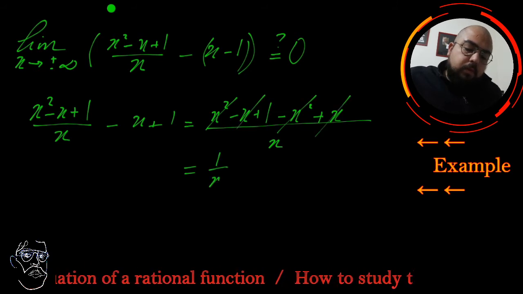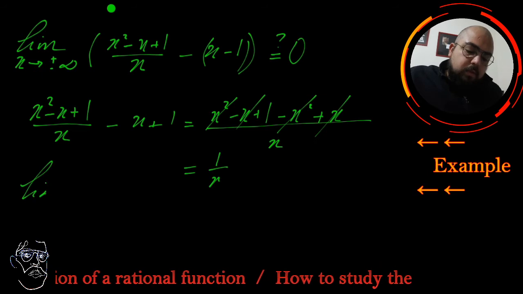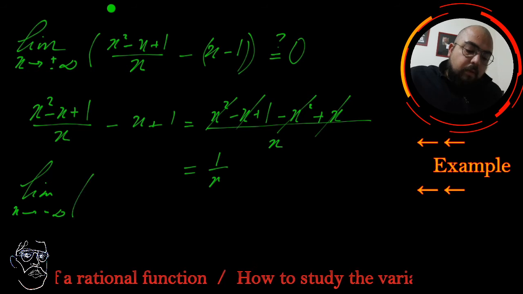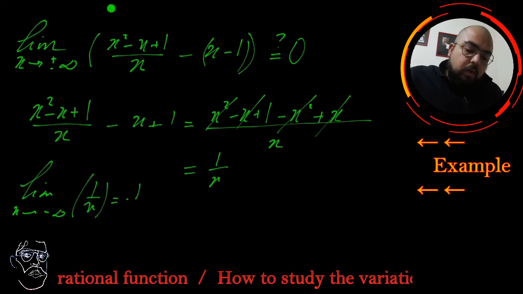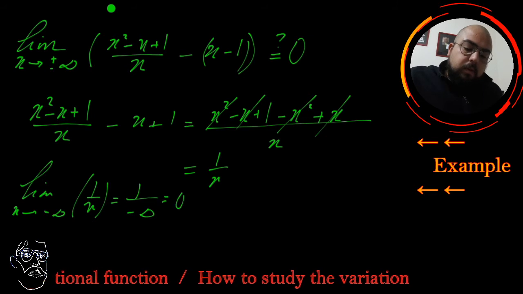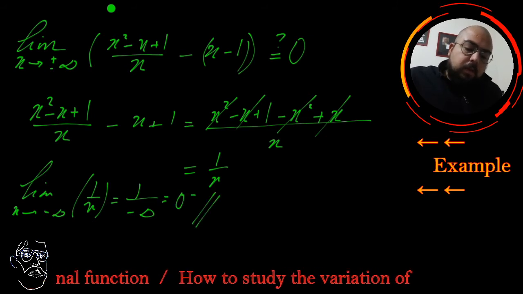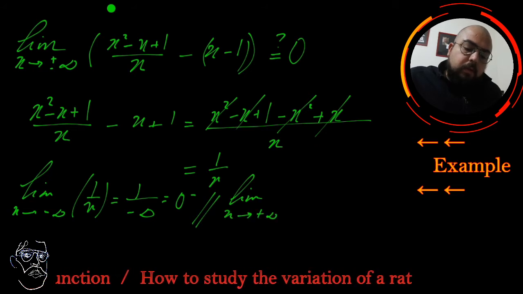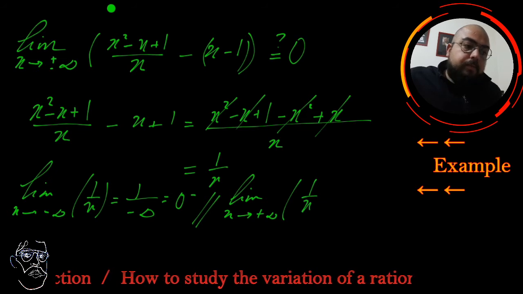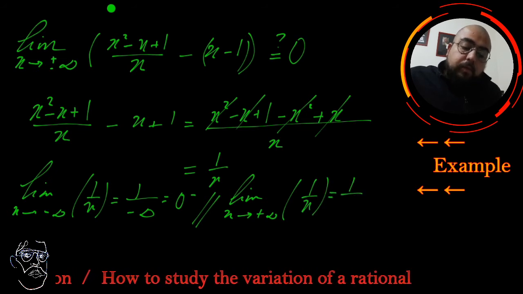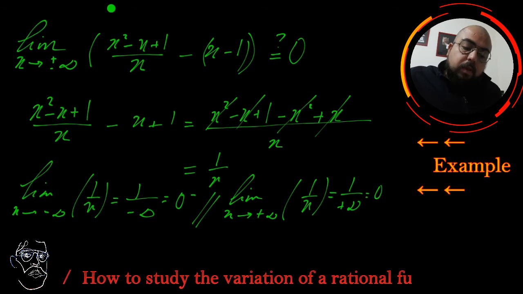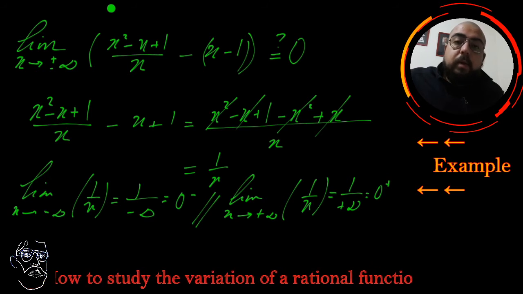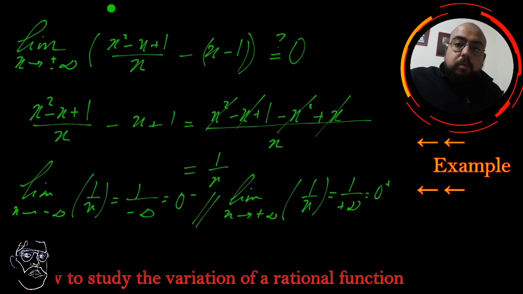1 over x. The limit of x tending towards minus infinity of 1 over x is actually 1 over minus infinity, and it's 0 minus. The same thing, limit when x tends towards plus infinity of 1 over x, it's again 1 over plus infinity, it's 0 plus. So I can deduce that the equation y is equal to x minus 1 is an oblique asymptote.